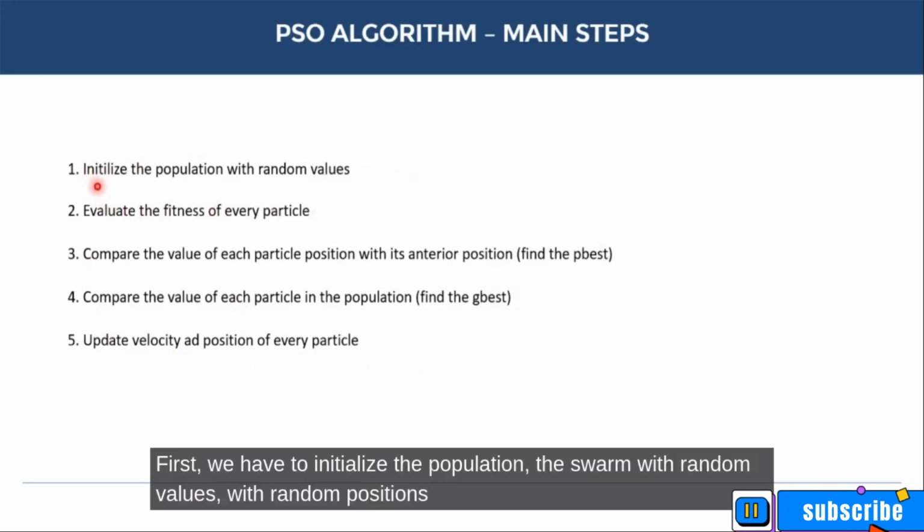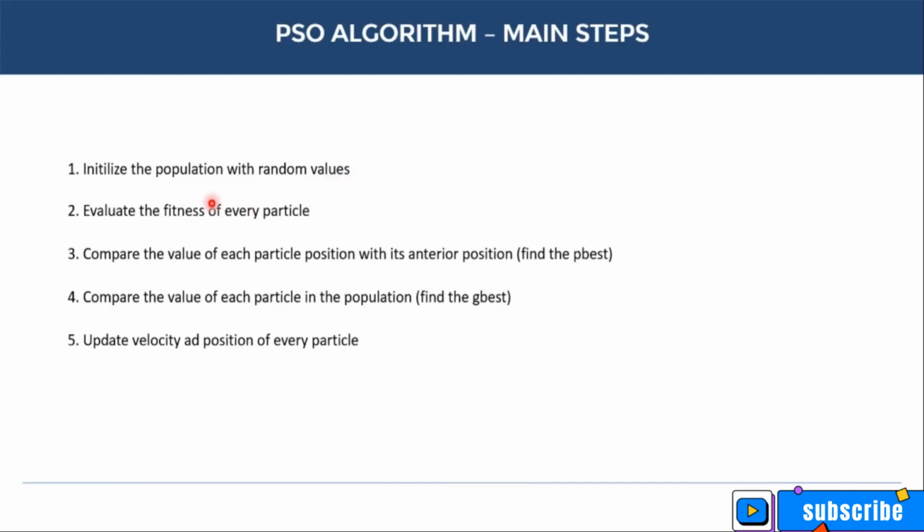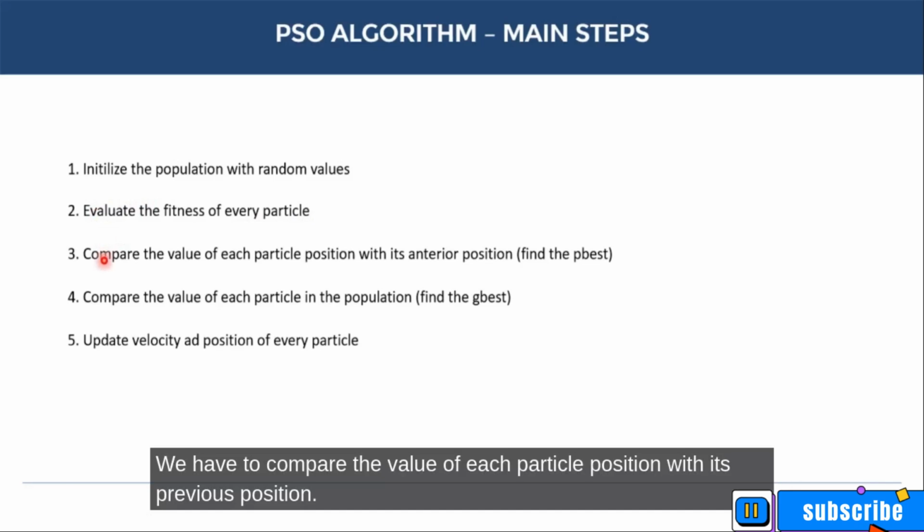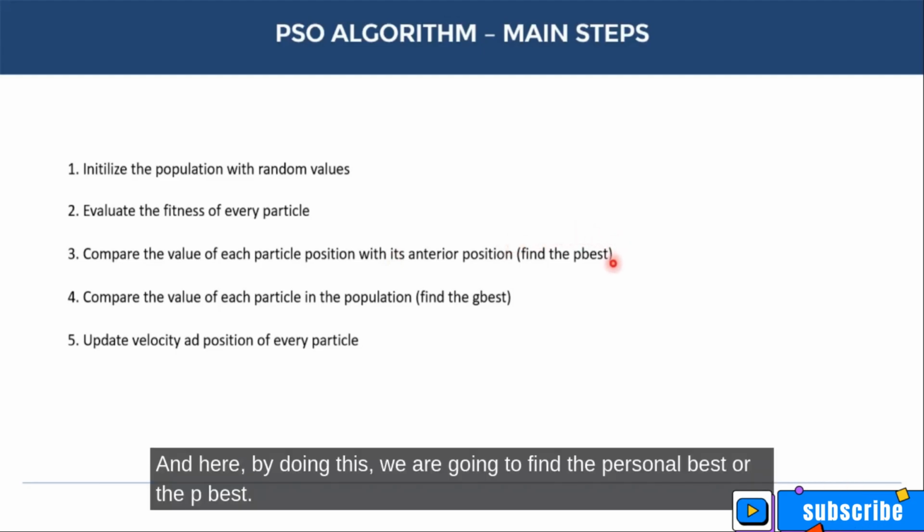First, we have to initialize the population, the swarm, with random values, with random positions and velocities. We have to evaluate the fitness of every particle. We have to compare the value of each particle position with its previous position. And here, by doing this, we are going to find the personal best, or the p-best.